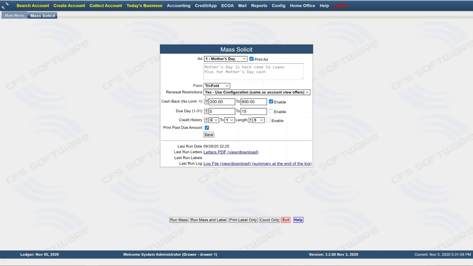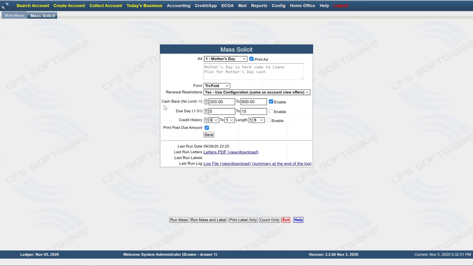Renewal restrictions, leave this on yes, use configuration, same as account view offers. So whatever you would see on the customer's account as far as being able to renew and your choices below, it will do the same thing here when it generates the letters.